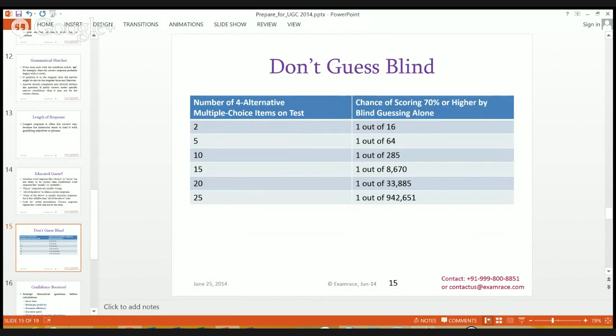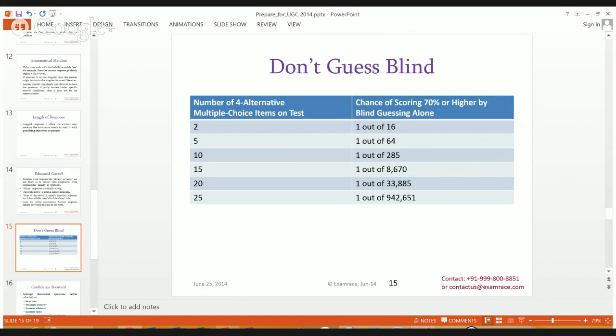In the other case, when you have marked 25 questions randomly, you don't know the answers for 25 questions and you have marked those, there is only a 1 out of 9,42,000 chance that your answers would be correct. That means guessing blind does not make any sense. So it's very important, even if you want to guess, to make an educated guess.